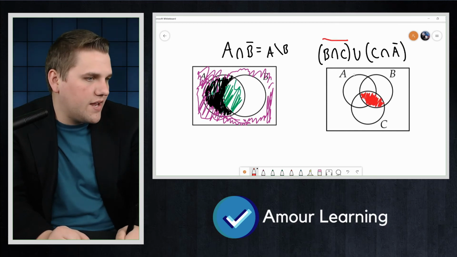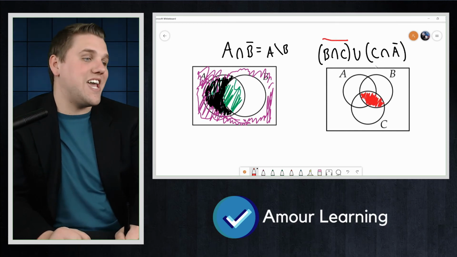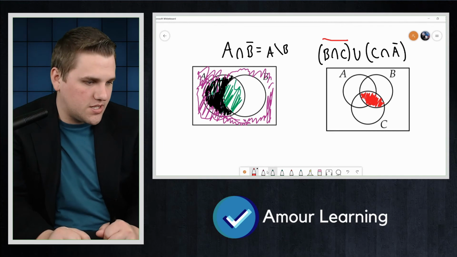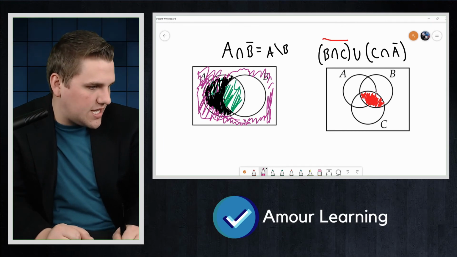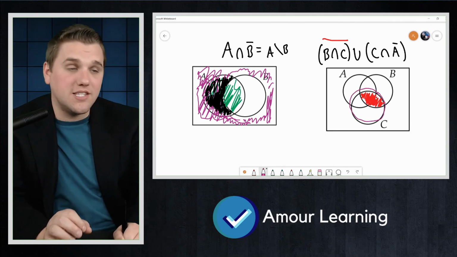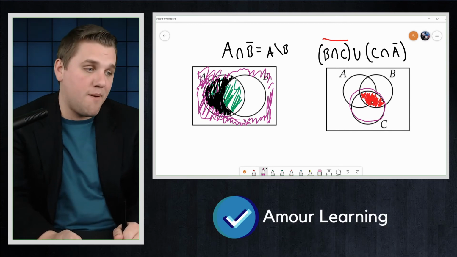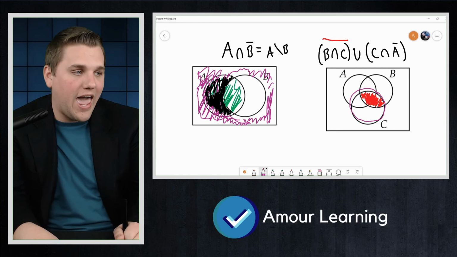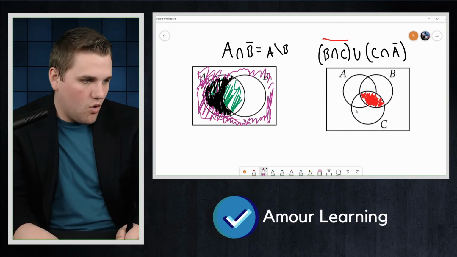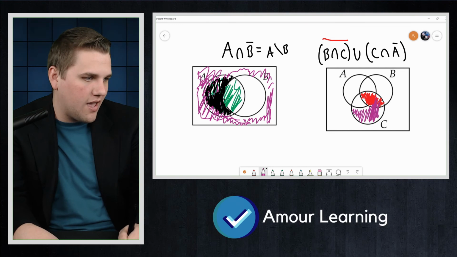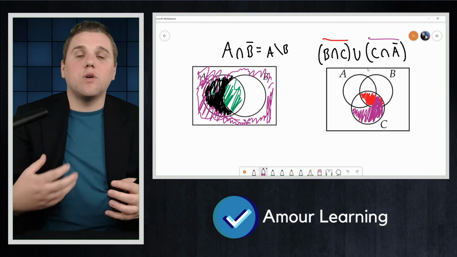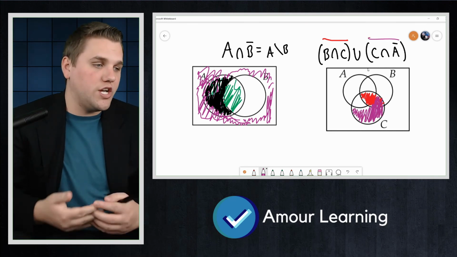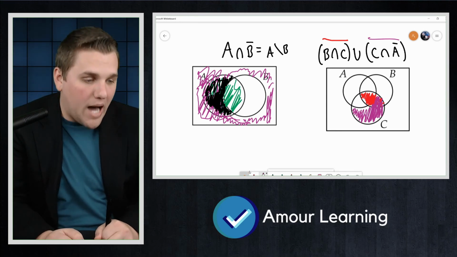So that's my red. And then for C intersection A complement, I'm looking inside C, which is here. It has to be in C, and it has to also be in A complement. So what part of this region is not in A, or is in A complement? Well, particularly this region inside of C is not in A. And so that's purple.